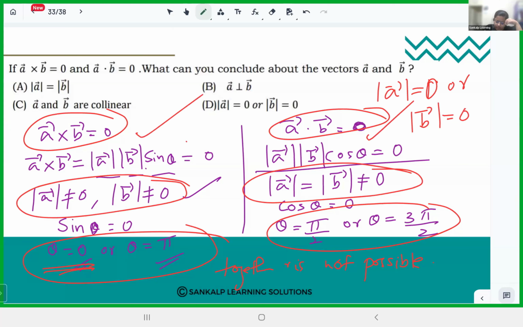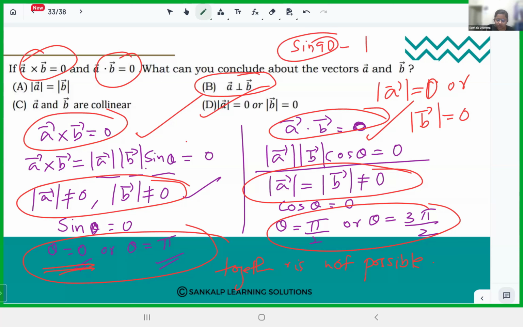Alright, so which option is right here? D option, magnitude of A equal to 0 or magnitude of B equal to 0. Here are the options you can eliminate. When A is perpendicular to B, we know A dot B equal to 0, but A cross B is not equal to 0, isn't it? A cross B means it is sine 90, right? Sine 90 is 1, so it is not 0.